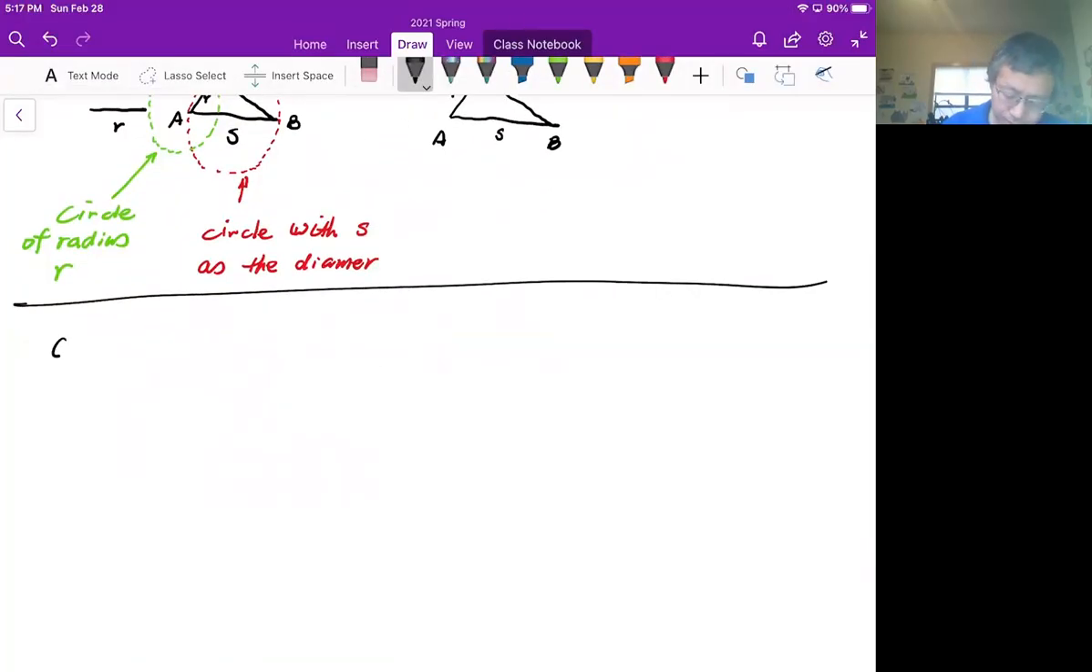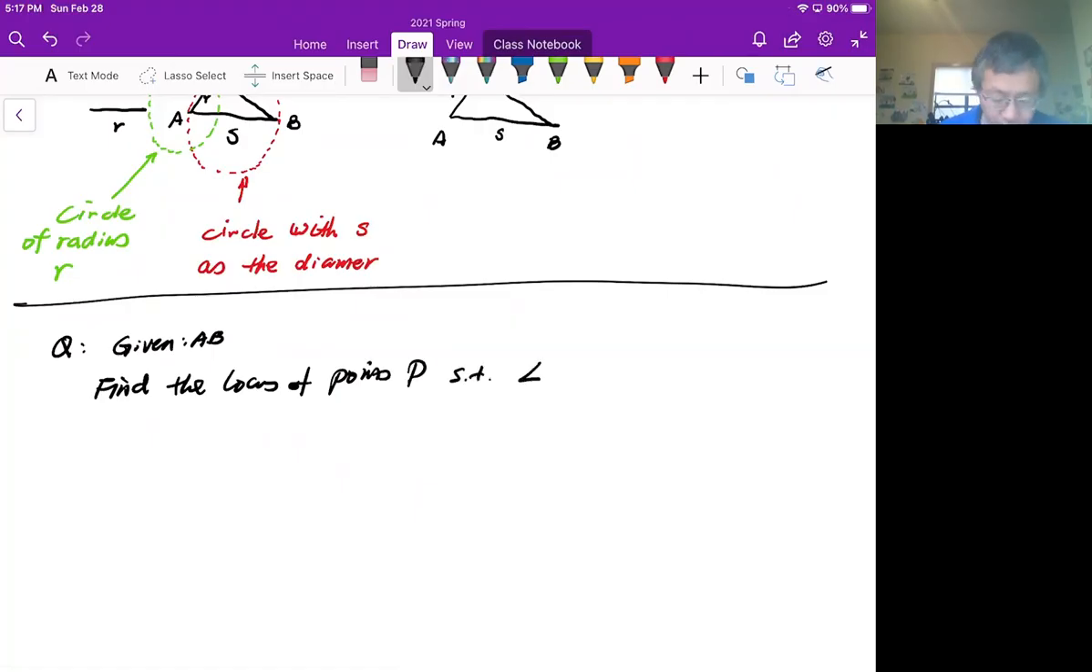So here's the next problem. Let's say we are given the segment AB. And all I want is to find the locus of point P such that the angle APB equals a given angle, the angle alpha. Let's say given the segment AB and the angle alpha.